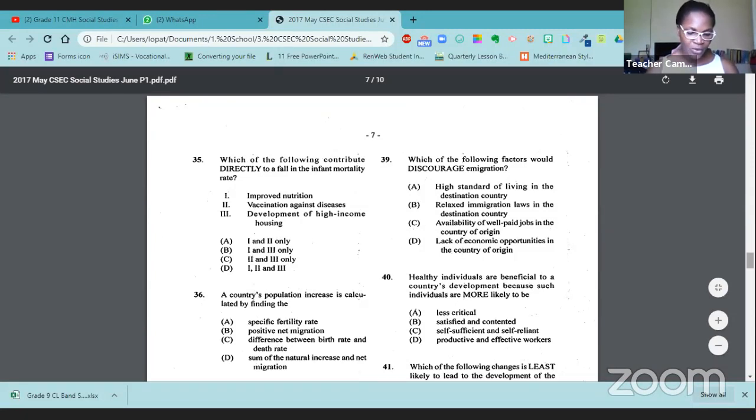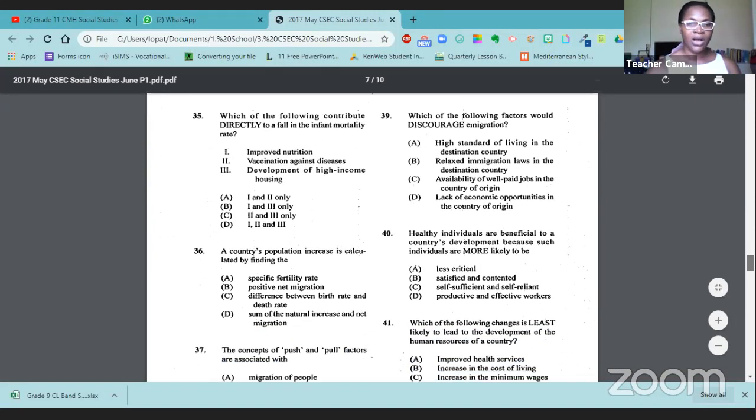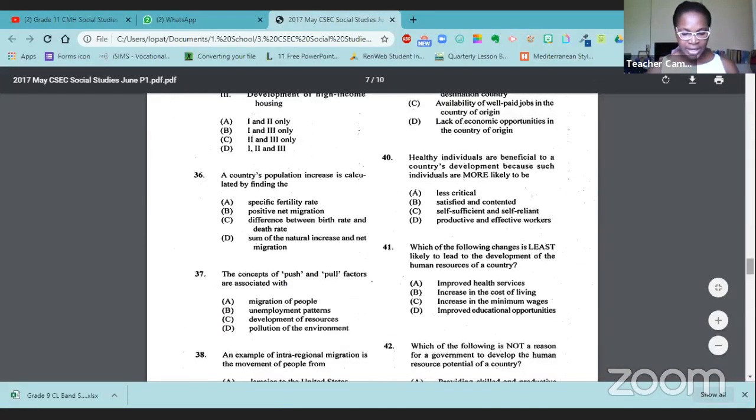Development of high income housing has nothing to do with mortality rate. 36, a country's population increase is calculated by finding, and we got this in a different way before, the difference between birth rate and death rate, which would be C. 37, the concepts of push and pull factors are associated with migration of people. Good.